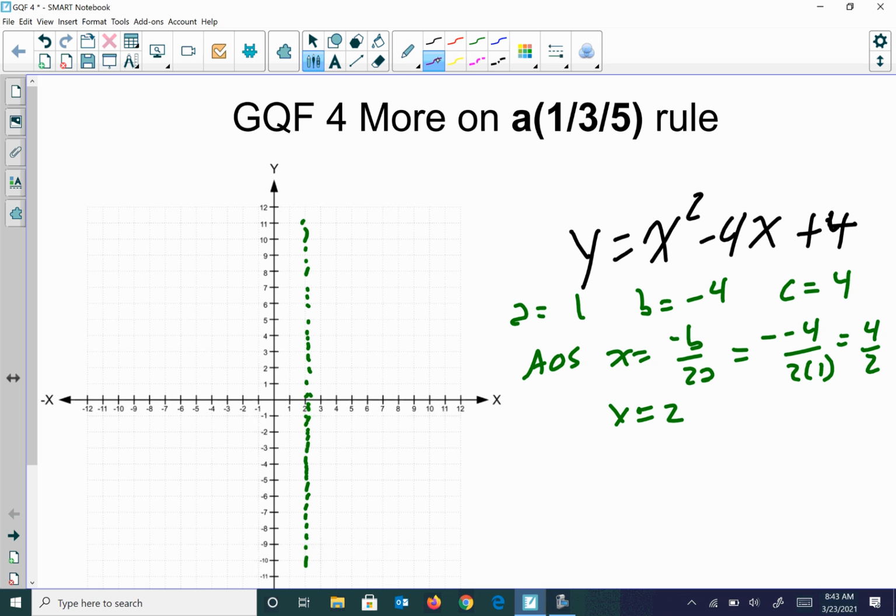All right. Vertex. We already found negative b over 2a. Yes? It's 2. And I'll put it in. So 2 squared minus 4 times 2 plus 4. 2 squared? 4. -4 times 2? -8 plus 4? 4 minus what? 0. Good. 0. 2 comma 0. This one actually sits right on the x-axis.